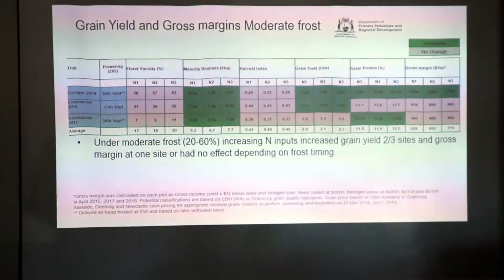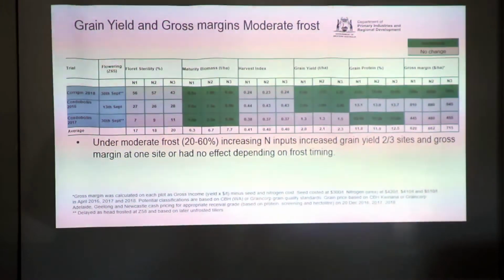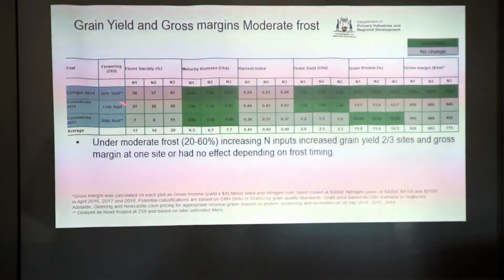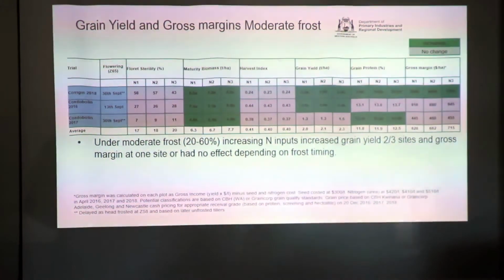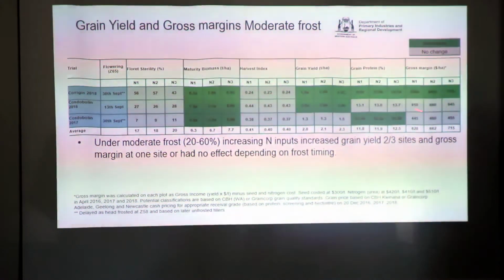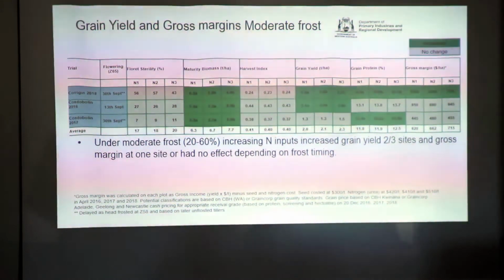So the sites we've got here are Quairading in 2018, and Condobolin in New South Wales in 2016 and 2017, so they're really low rainfall sites, very similar to Merredin in terms of our production environment. What we can see again, all good maturity biomass increases, so nitrogen responsive sites, reasonable harvest indexes, and grain yield went up marginally, and occasionally the gross margins also went up. So you weren't any worse off. That's the important thing. Gross margins didn't actually go down.